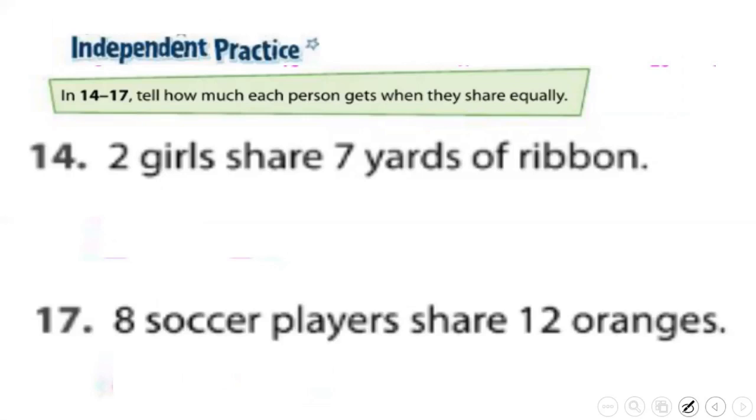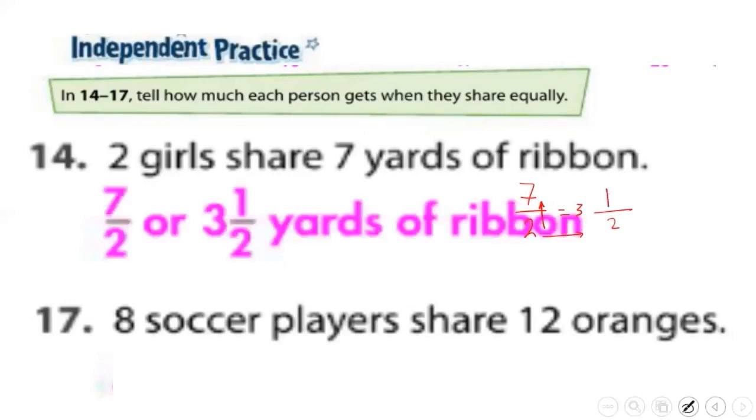Don't forget that, okay? 2 girls share 7 yards of ribbon. I will divide 7 over 2. I will keep this 2 as it is in the count. How many 2's are there in 7? Just 3. 3 by 2 equals 6. 7 minus 6 equals 1. So 7 over 2, or 3.5 yards of ribbon for each one.